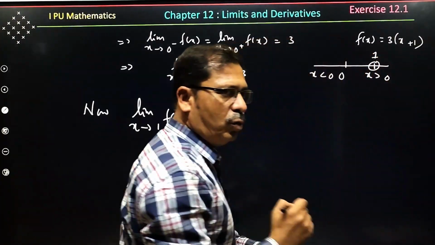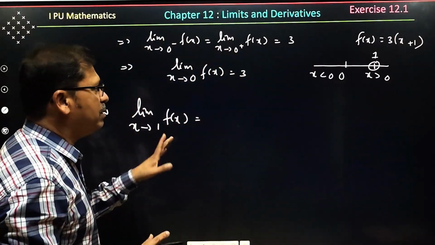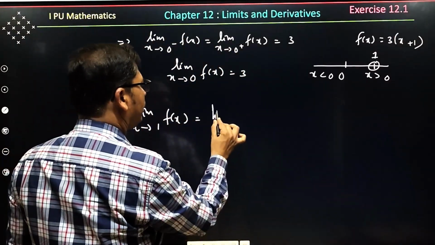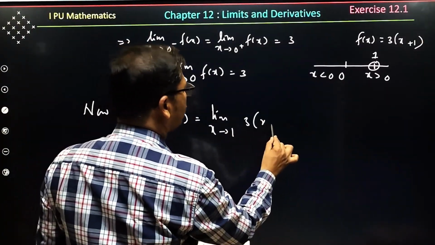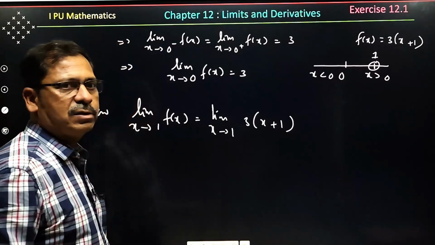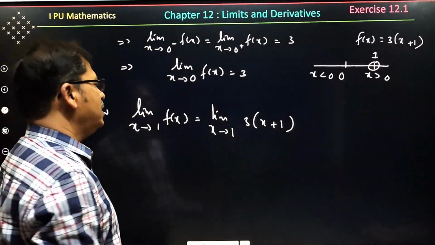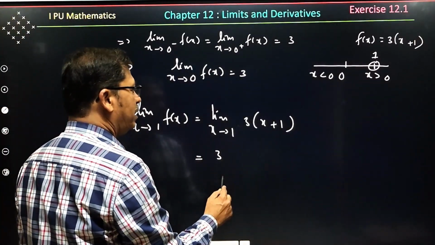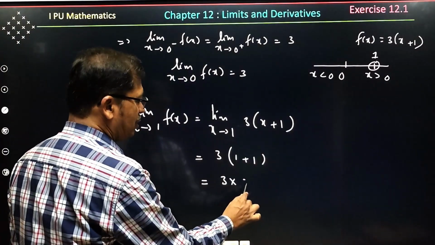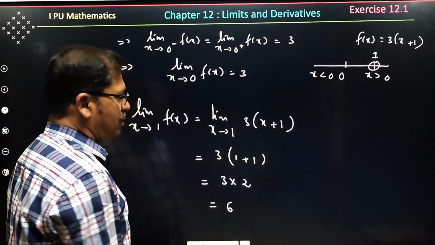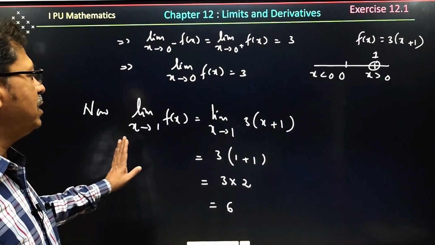So, when x tends to 1, for this you can take limit x tends to 1, f(x) value is 3 into bracket x plus 1. So, direct evaluation is possible for this. See, this is equal to 3 into bracket 1 plus 1. So, 1 plus 1 is 2. So, 3 into 2 is equal to what here? 6. So, this is the answer for the second limit.